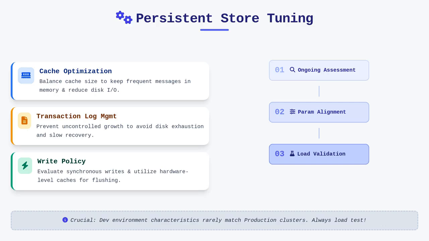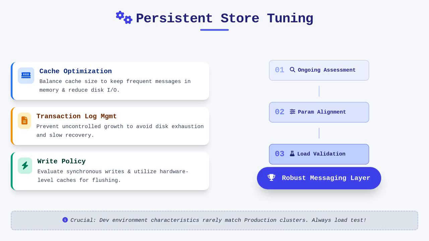By carefully aligning the store's tuning parameters with the specific hardware, network, and database constraints of your operational environment, you will build a sufficiently robust and performant messaging layer that supports your organizational requirements.